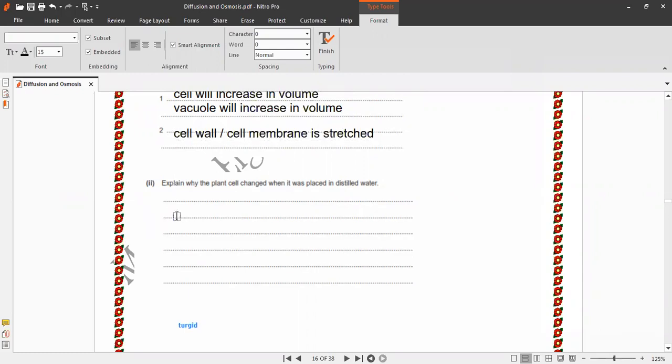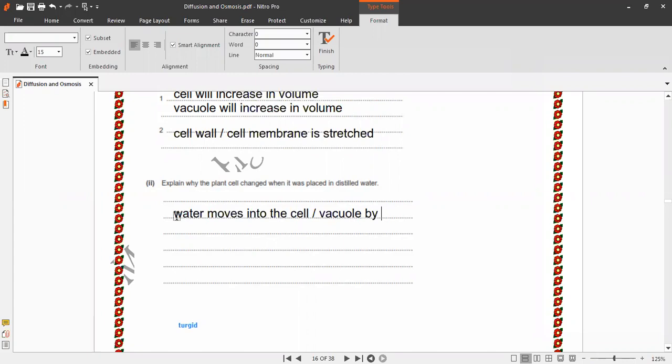Because it lost water. Lost water? How lost water? It gained water. So when it gained water inside, it became turgid, and the cell wall. Okay, so water moves from outside, yes, it moves into the cell. Okay, into the cell. And the cell becomes turgid, or the vacuole. Okay, the cell or vacuole.